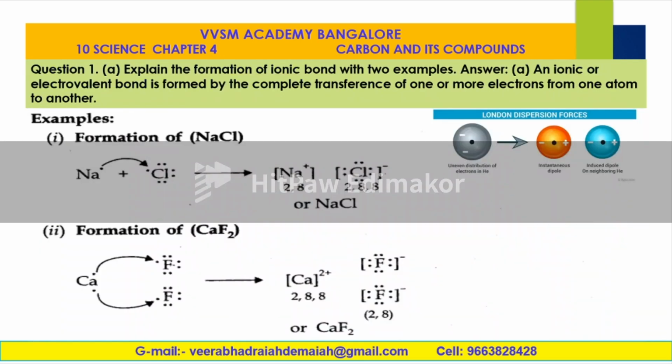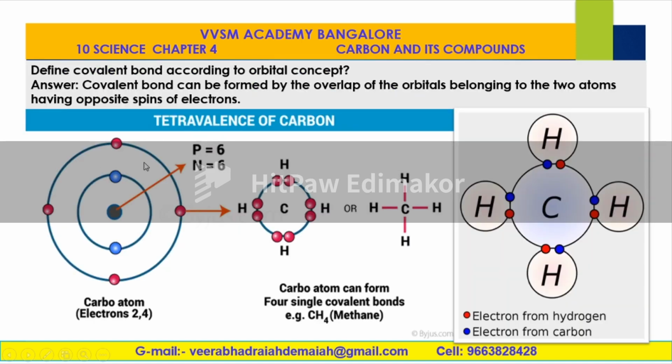Example question: explain the formation of ionic bond with two examples. An ionic or electrovalent bond is formed by the complete transference of one or more electrons from one atom to another. Here is the sodium electron. This is the complete transference indicated by the arrow mark. So this is the complete transference.